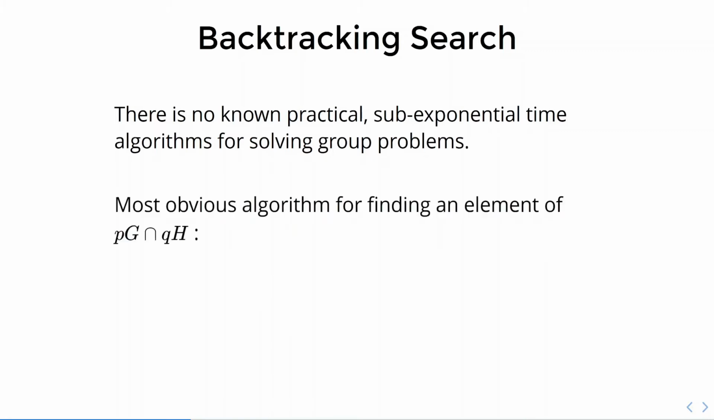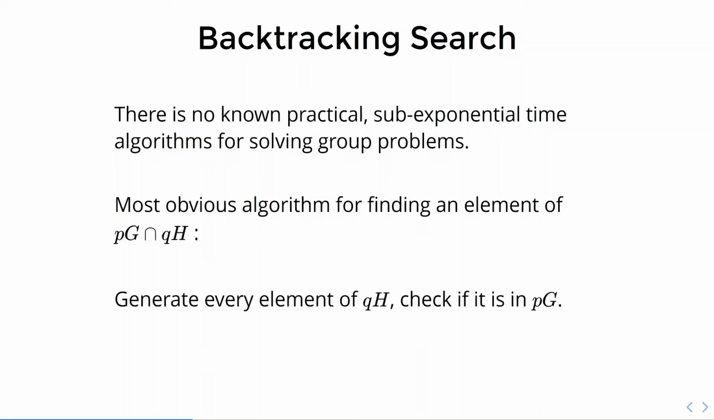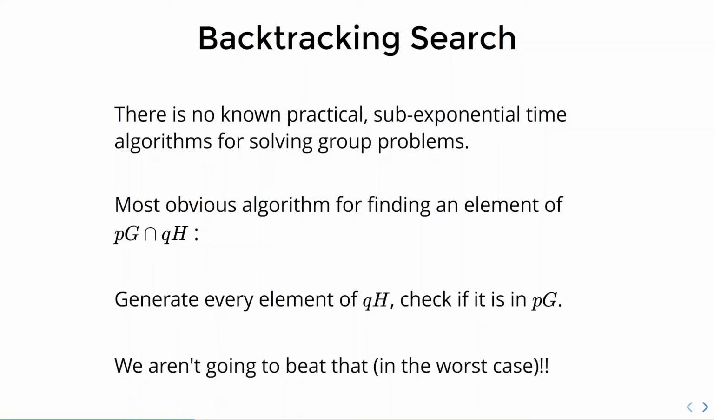The most obvious way of finding an element of an intersection would be to generate every element of the first thing and check if it's in the second thing. And we aren't going to beat that in the worst case. In the same way, in general, constraint solvers don't do better than their worst case behavior of just checking every assignment. What we're trying to do is solve a wide range of problems significantly faster.